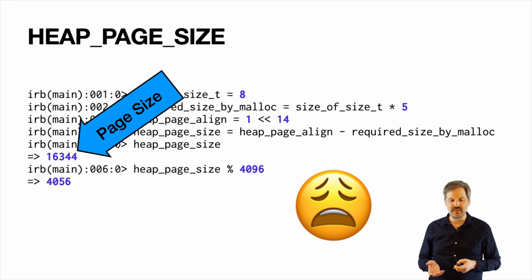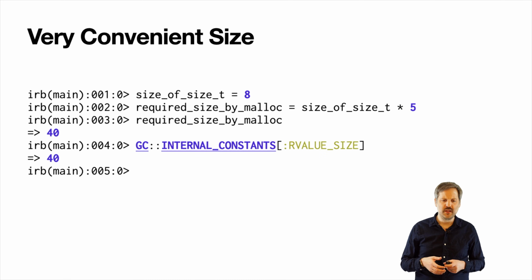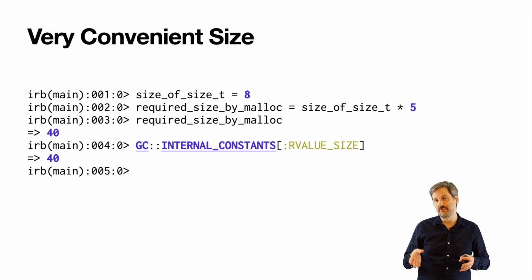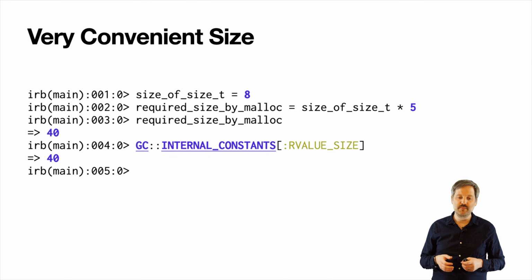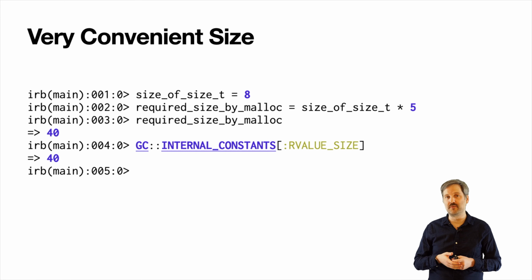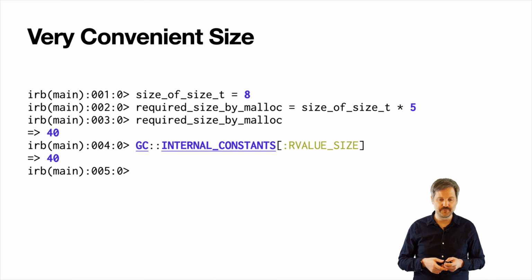Now, this got me thinking, why not allocate exactly 16 kilobytes? If we allocated exactly 16 kilobytes in width, we could use mprotect as a read barrier. So our early calculations subtracted a variable called required size by malloc, and what's interesting is that this value is exactly 40. And this is really convenient to us because 40 is exactly the same size as a Ruby object. Meaning that if we expanded our heap pages to be exactly 16 kilobytes, every page could actually store one more object.